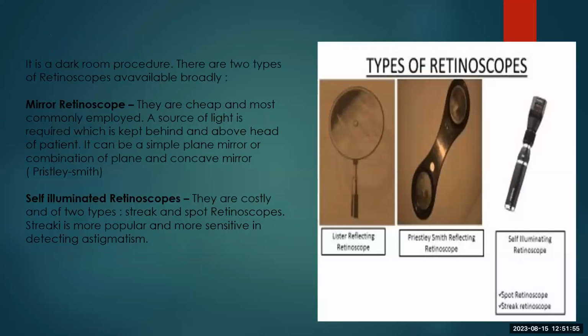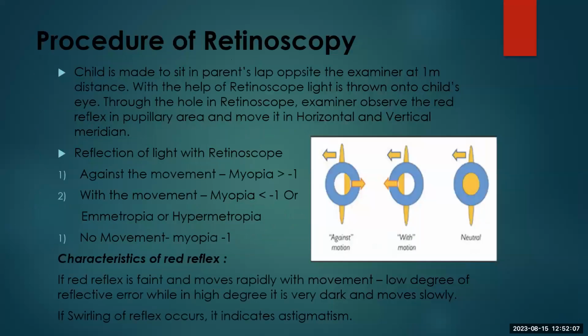How do we perform retinoscopy? In this, the child is made to sit, and the retinoscope is moved in the horizontal and the vertical direction. If the light reflex moves along with the retinoscope, that means the child can be emmetropic or myopic with power less than -1. If it moves against, the child is myopic with power more than -1, and if there is no movement, the child is myopic with power -1 only.